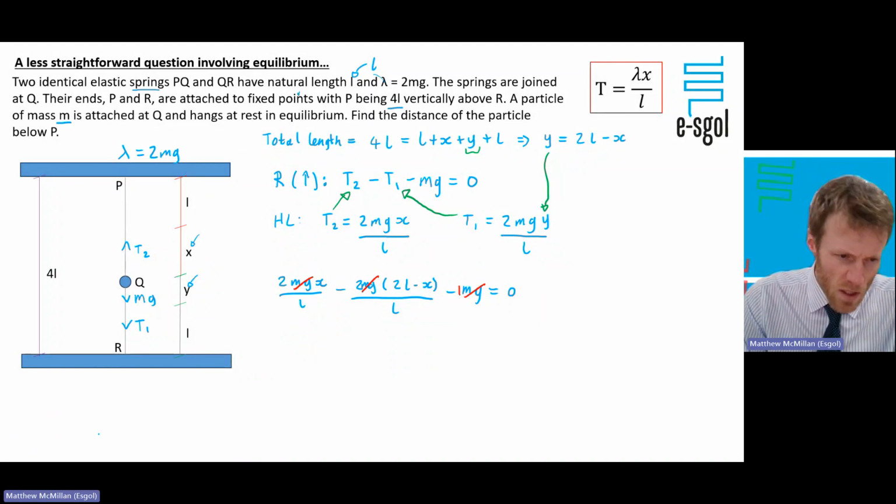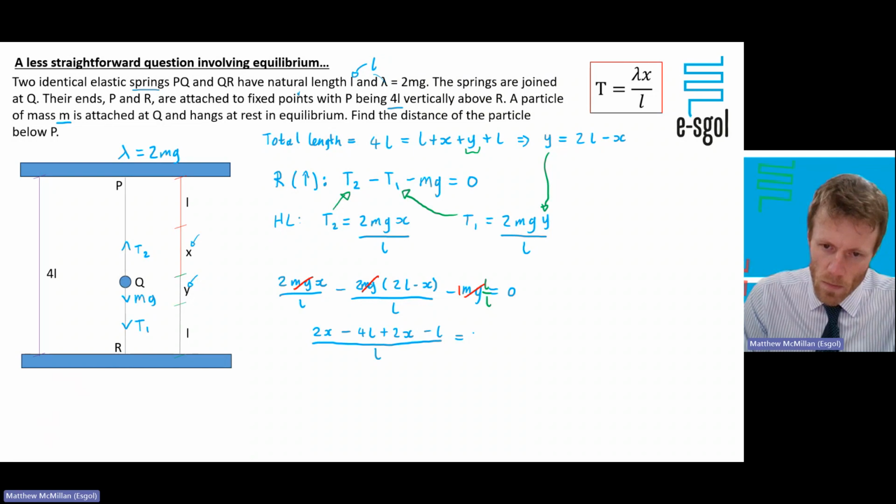So here I seem to have a denominator of L. Maybe I should actually change this to L over L, so it's also got a denominator of L. And then I can write it with a common denominator. So we've got 2x minus, and then I'm going to do 2 times 2L. So that's minus 4L. And then 2 times x, but it's minus times minus, so it's plus 2x. And then minus at the end, minus L, all divided by the common denominator, which is now L, equals 0.